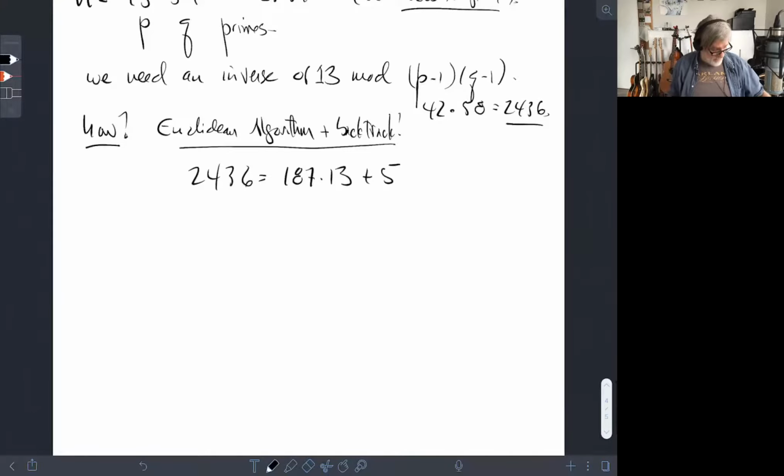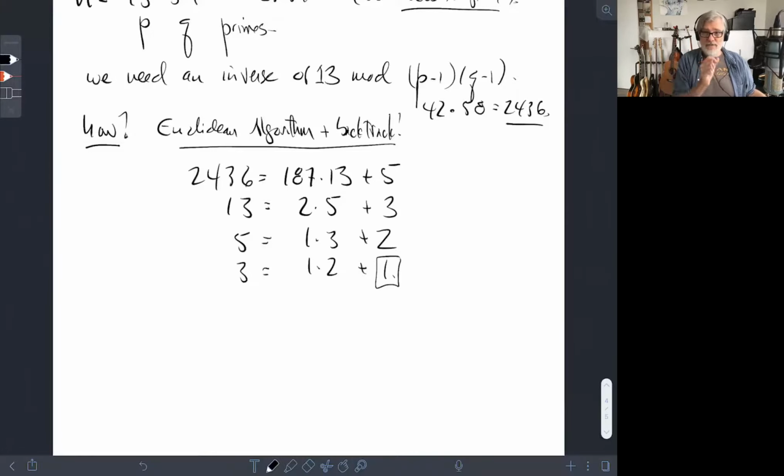You repeat. 13 is 2 times 5 plus 3. Repeat. 5 is 1 times 3 plus 2. Repeat. 3. This is unfortunate, but that's the way it is. That's how the numbers fell. 1 times 2 plus 1. We've got our 1 expressed as a combination of 3 and 2. Work back up.